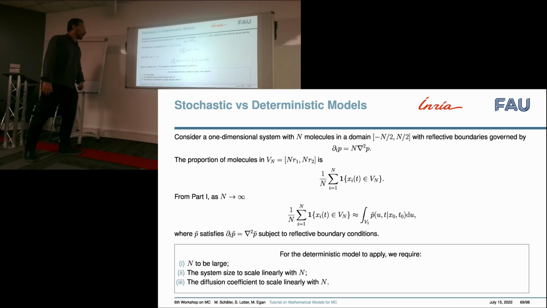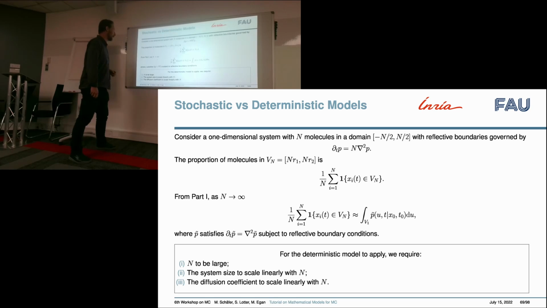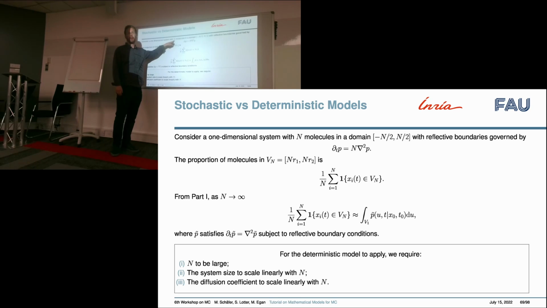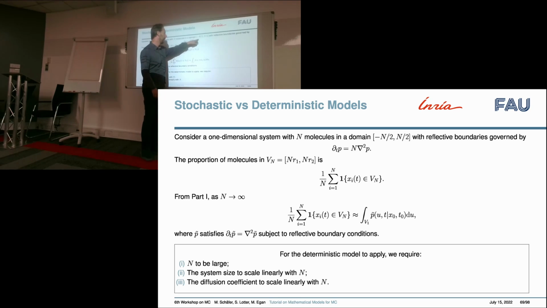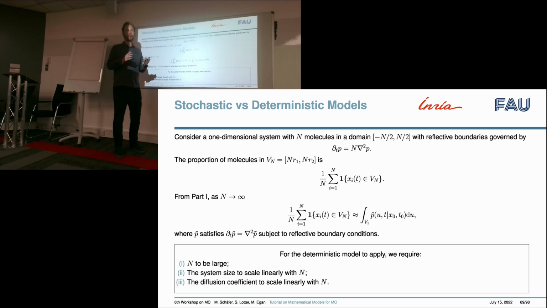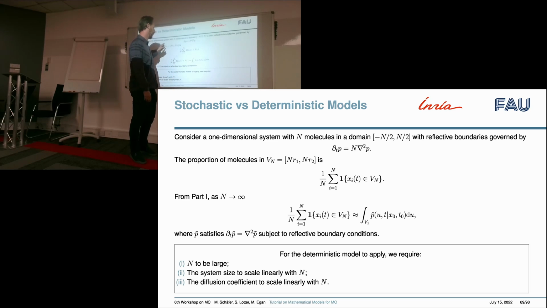So what we can do instead now is we consider a one-dimensional system, just to simplify our life a little bit. We're going to have n molecules in it. They're going to evolve independently. And we're going to have a region which they're going to live, which is going to depend on the number of molecules in the system. So as the number of molecules increases, the length of our microfluidic channel, if you like, is also going to be increasing. What we're also going to have is some reflected boundaries on the end. So this would probably correspond better to a semi-realistic model of a microfluidic channel.